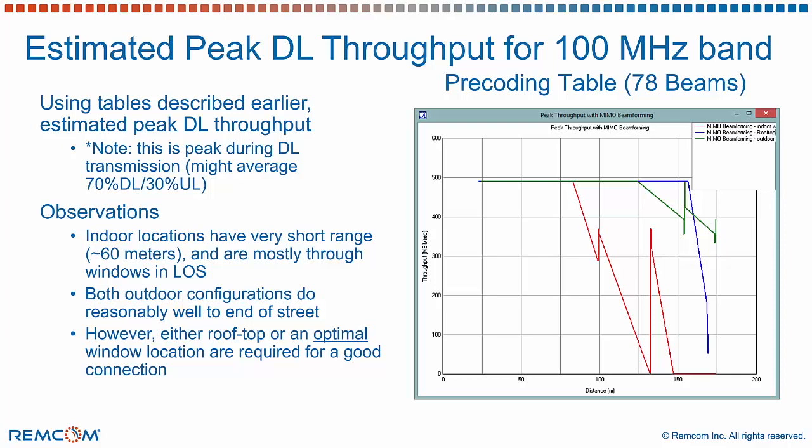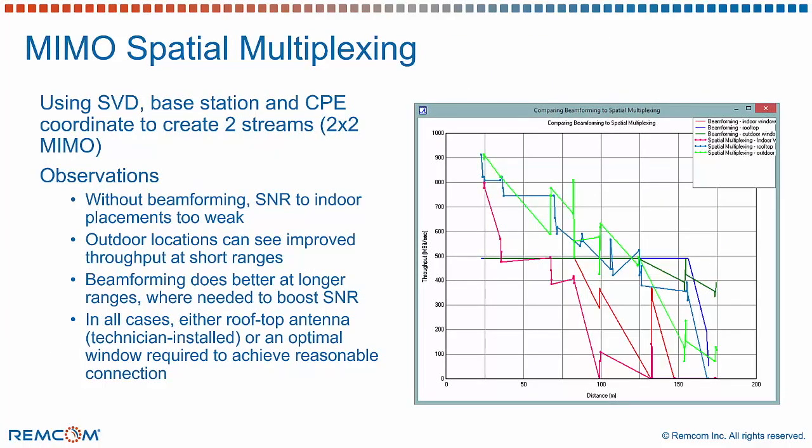Next, we evaluated the spatial multiplexing. So we used the singular value decomposition and the two streams, the two beams at the CPEs in order to create two streams of data, essentially 2x2 MIMO. So we have our throughput from before, the blue, green, and red, and then the spatial multiplexing we see in the magenta and the lighter blue and lighter green.